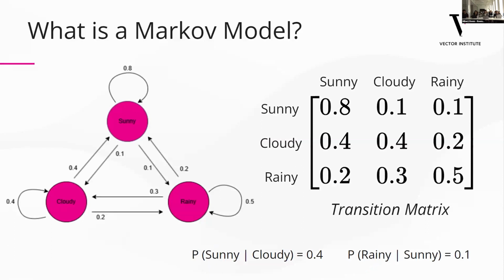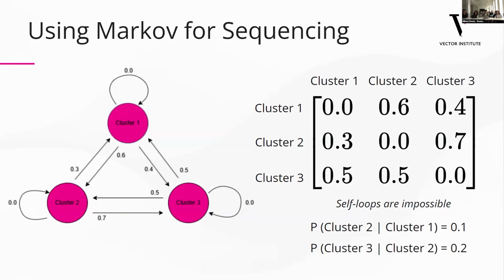Moving on, what we have on the left is a transition diagram, and the same information can be conveyed using a transition matrix. The 3 weather conditions, sunny, cloudy, and rainy, are called the states of our Markov model, and the probability of, say, today's sunny weather transitioning to tomorrow being rainy is 0.1. Now, how do we use Markov models for sequencing? We replace the weather conditions with clusters. We still have the same transition matrix, and the values within the matrix determine the probability of, say, cluster X transitioning to cluster Y.